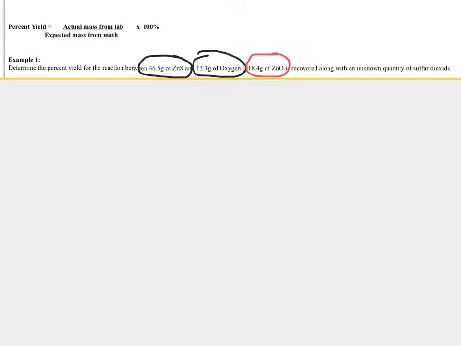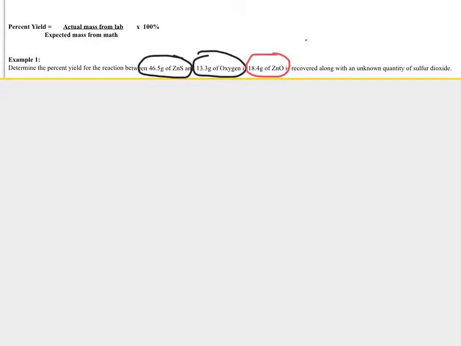So let's look into how we can actually do that. There are a few steps to take. Step one would be to read the problem and start to figure out if we can get a balanced equation. So let's see, it says determine the percent yield for a reaction between 46.5 grams of zinc sulfide and 13.3 grams of oxygen if 18.4 grams of zinc oxide is recovered.